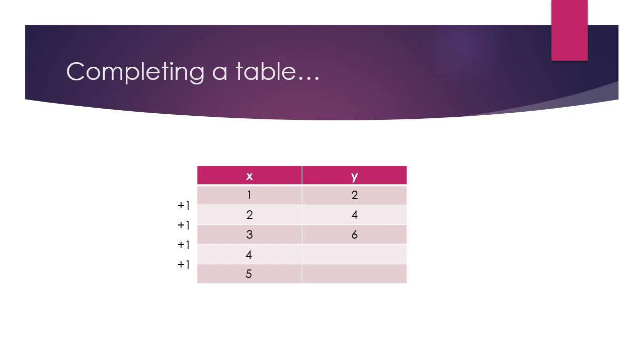I can do the same thing in the Y column. So going 2 to 4, I added 2. 4 to 6, I added 2. So I'm just going to keep adding 2. So 6 plus 2 is 8, and 8 plus 2 is 10.